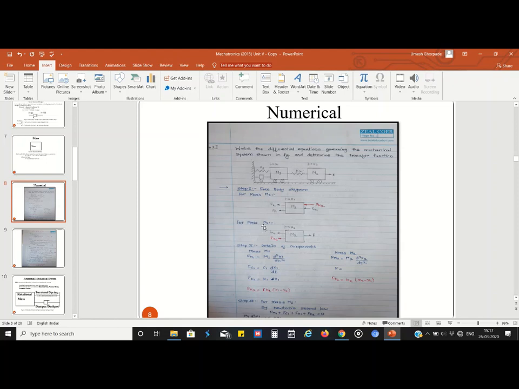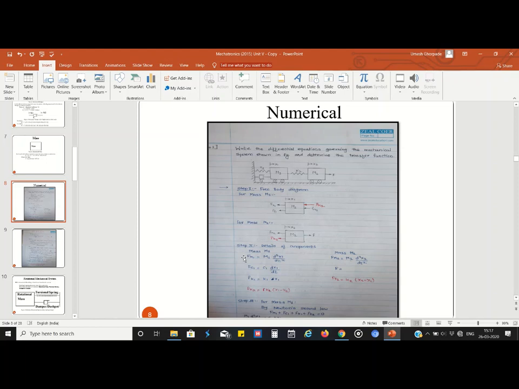Similarly for mass m2 we take the free body diagram. For the mass m2, displacement x2 is in this direction and applied force F is in this direction. Here only the spring is connected and F force is applied, so F applied we show here, Fk2 opposite to the displacement, and Fm2, that is the inertia force, opposite to the displacement.